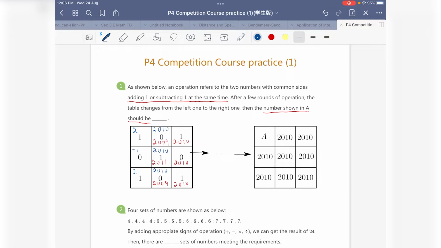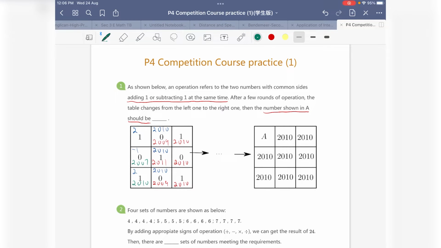Now, let's take a look at this a little bit closer. So we are really on track. Our middle column and the right column are all 2010s now. So let's take a look at our bottom left corner. In our bottom left corner now we have 2. We would like to change it into 2010. So this will really mean adding 2008 over here. So if I add 2008 over here, the top left corner should become 2007.